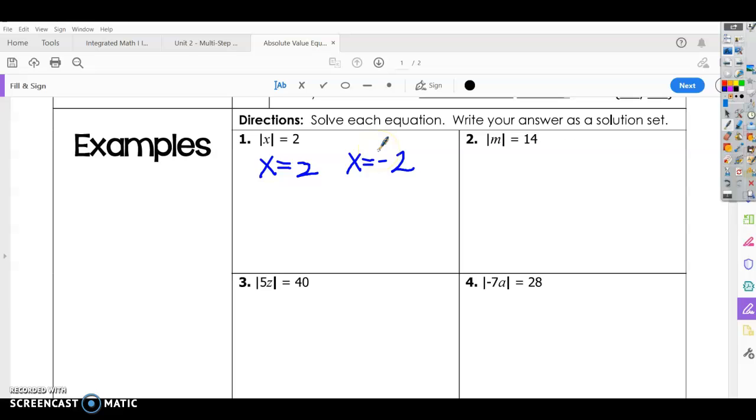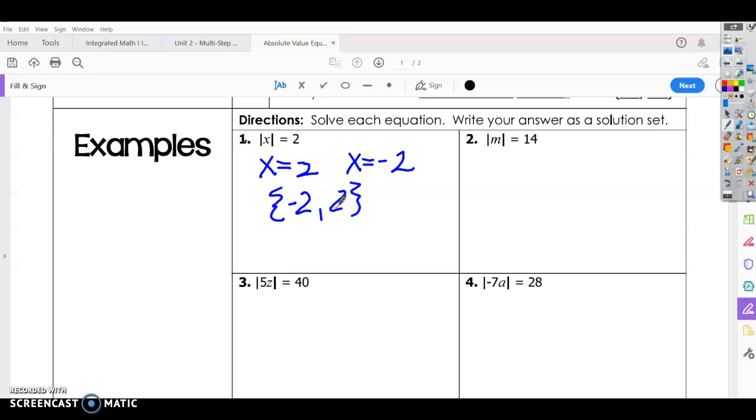All we did was set what's inside the absolute value to both the positive and -2, because absolute value, if you remember, is distance from 0. So if I go to the right, I go +2. If I go to the left, I go to -2. So my solution set is 2 and -2. And I'm always going to write my negative first. So I'm going to put -2 and 2.